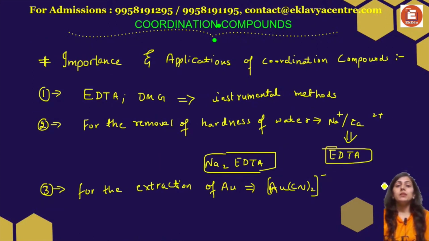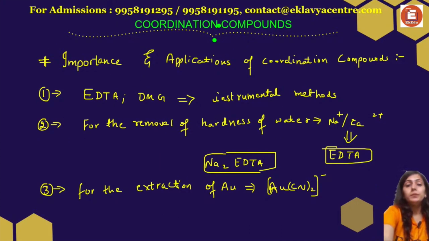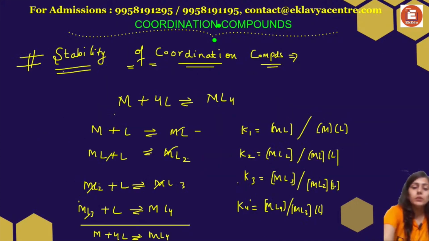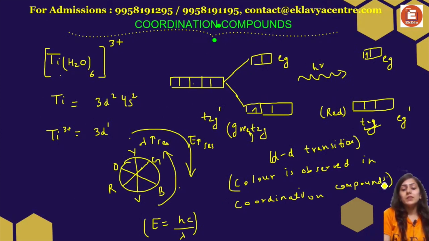I hope the applications of coordination chemistry are clear to you. We have discussed the stability of coordination compounds and their color. The main reason coordination compounds show color is d-d transition. The electron jumps after absorption of energy, and when it comes back, it gives the complementary color. If the initial color is red, it gives green; if orange, blue; if violet, yellow. So this is how complementary colors work.